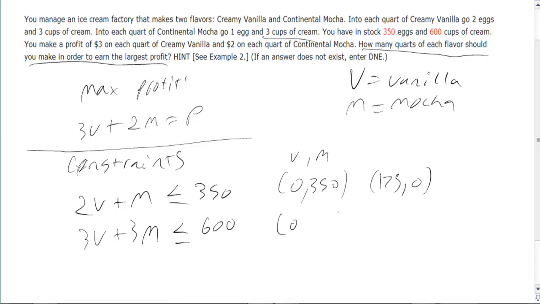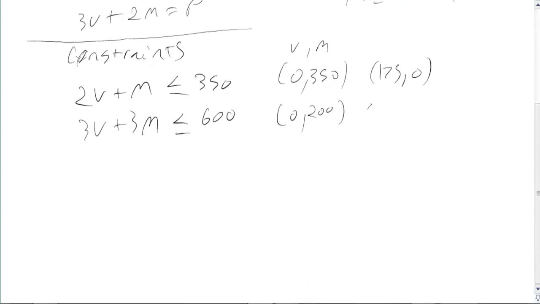So then over here, we do the same thing for the second equation. So when I plug in 0 for V, I get, I'm going to get both ways, so 200, 200. So now the nice thing, what happened there? 200, 200. There we go.